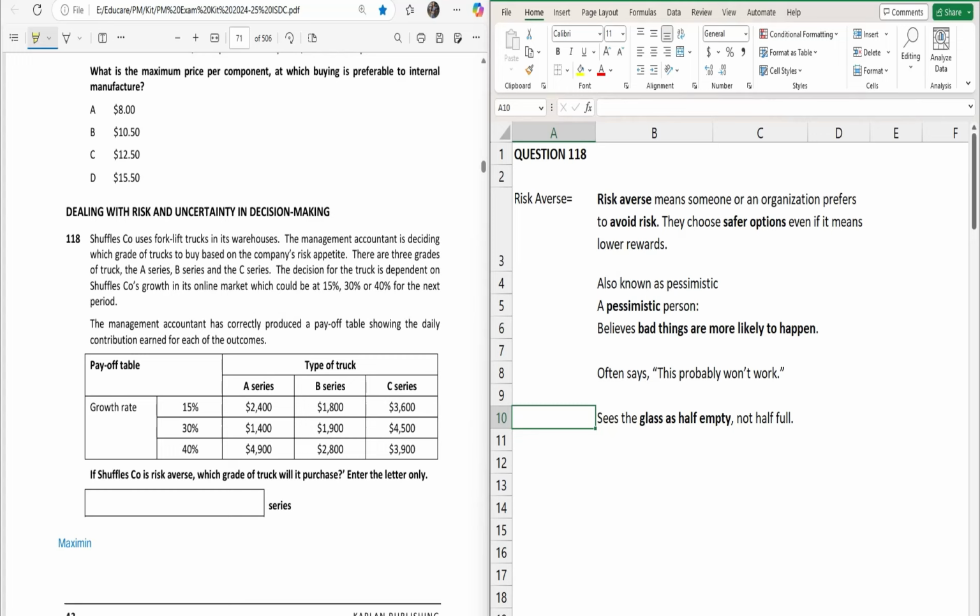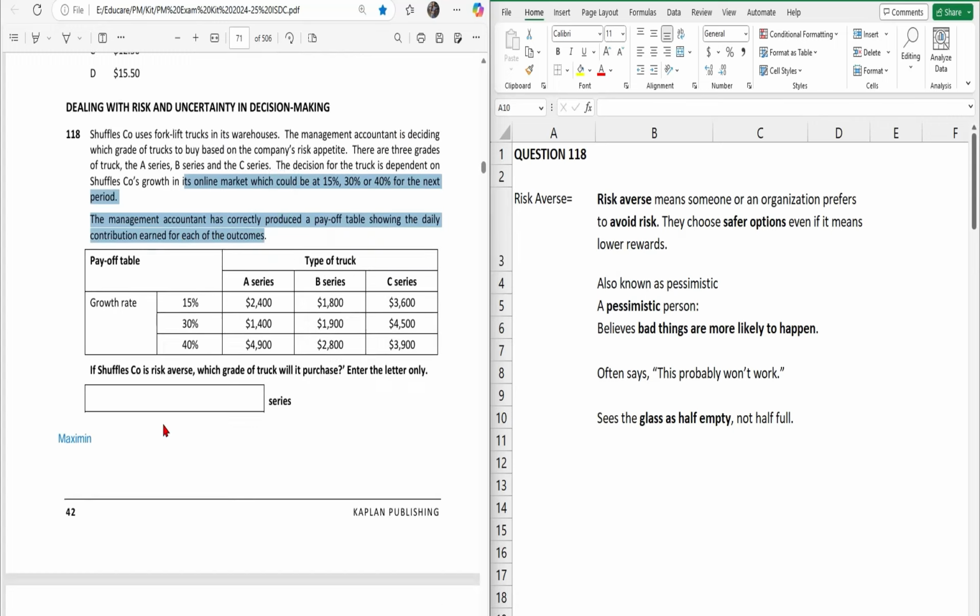And these questions are all from the Kaplan exam kit. All right. So question number 118, and the question says Shuffle company uses forklift trucks in its warehouse. The management accountant is deciding which grade of truck to buy based on the risk appetite. There are three grades of trucks, A, B, and C series. The decision for the truck depends on the sales growth in its online market, which could be 15, 30, or 40% for the next period. The management accountant has correctly produced a payoff table showing the daily contribution for each of the outcomes. So they have provided a table.